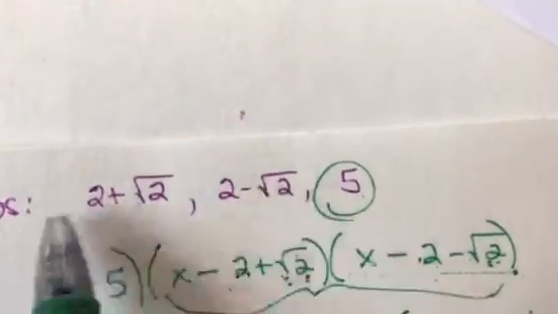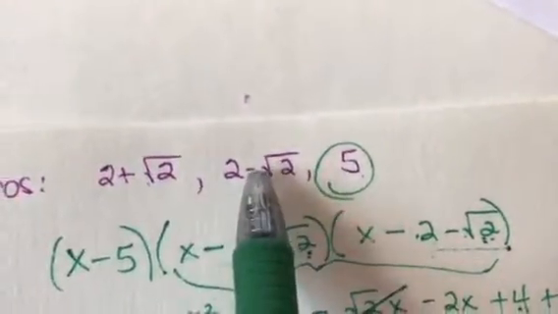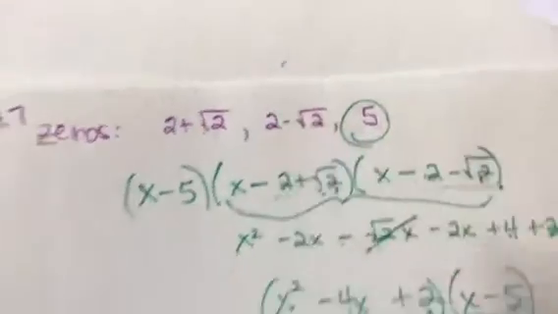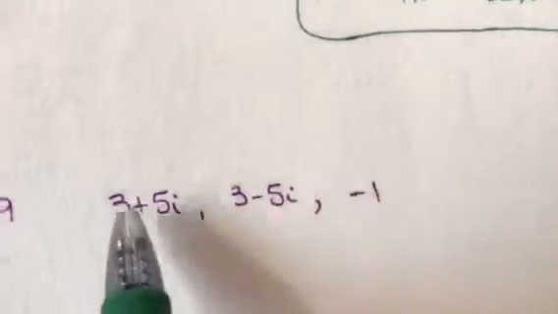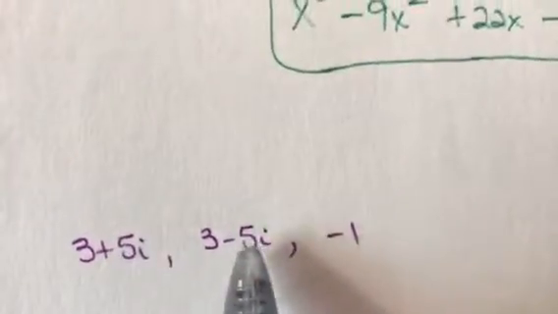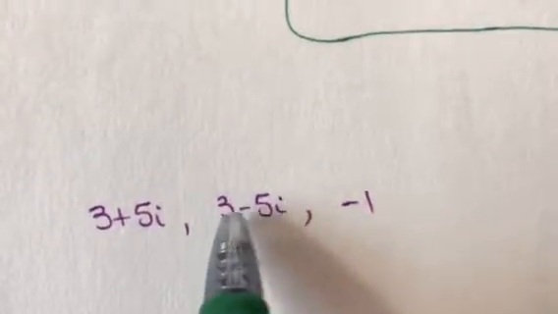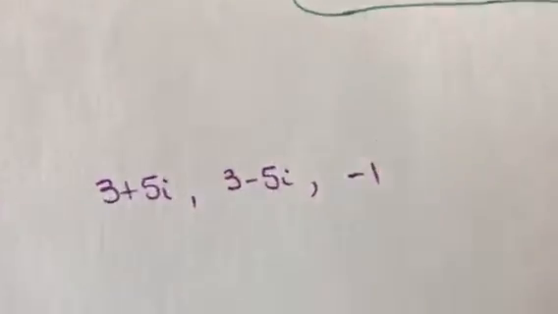The first sign doesn't change, but the sign right in front of that radical, one would be positive and one would be negative. That holds true for these complex numbers as well. So if you got 3 plus 5i, you'll have the opposite, the conjugate of that, 3 minus 5i. So they always come in pairs.